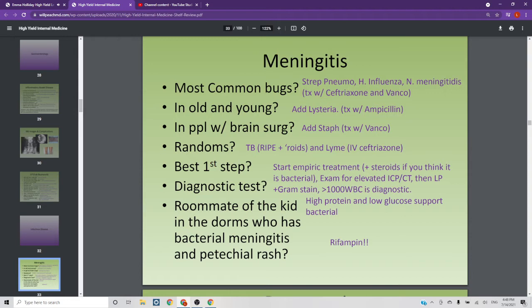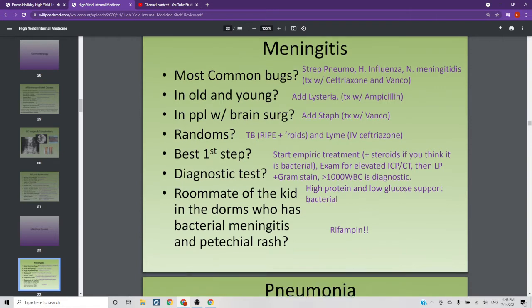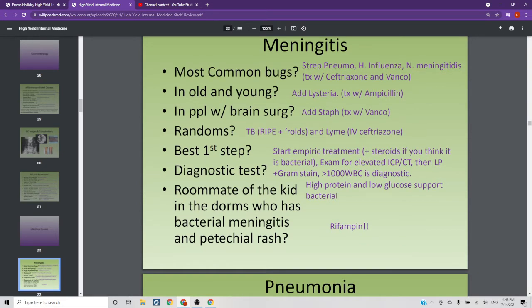In people who've been recently instrumented in the brain, now we worry about staph and we treat that with Vanc. Some other random causes: tuberculosis, remember, can also infect the meninges, and we add steroids to our RIPE therapy for meningeal tuberculosis. And Lyme disease can mimic almost everything. Lyme disease really sucks because any clinical presentation could be Lyme. So we treat Lyme meningitis differently than regular Lyme disease. We have to give IV ceftriaxone because it penetrates the blood-brain barrier.